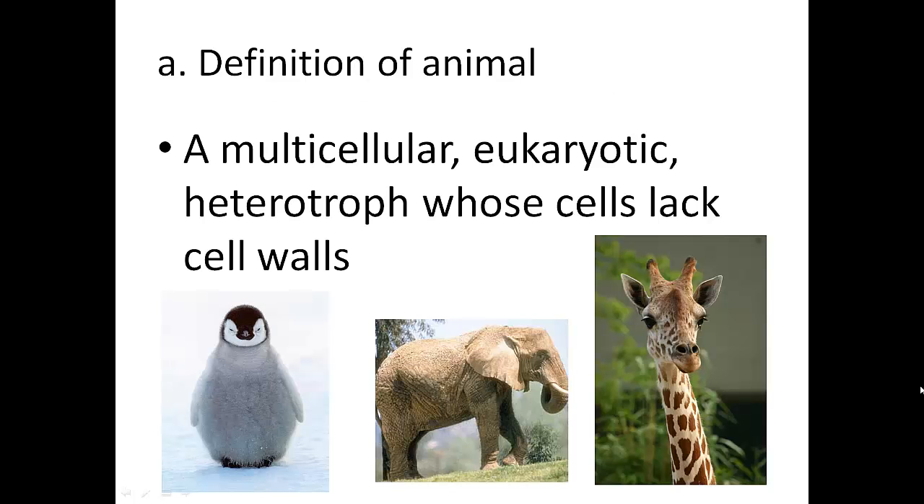All animals are made out of many cells. They're multicellular. All are eukaryotes. Remember, prokaryotes are only bacteria and archaea. Eukaryote means it has a nucleus in its cells and it has membrane-bound organelles. All animals are heterotrophs, meaning none of them can make their own food by photosynthesis. They all have to eat something else. And if you zoom in at their cells, there are no cell walls.